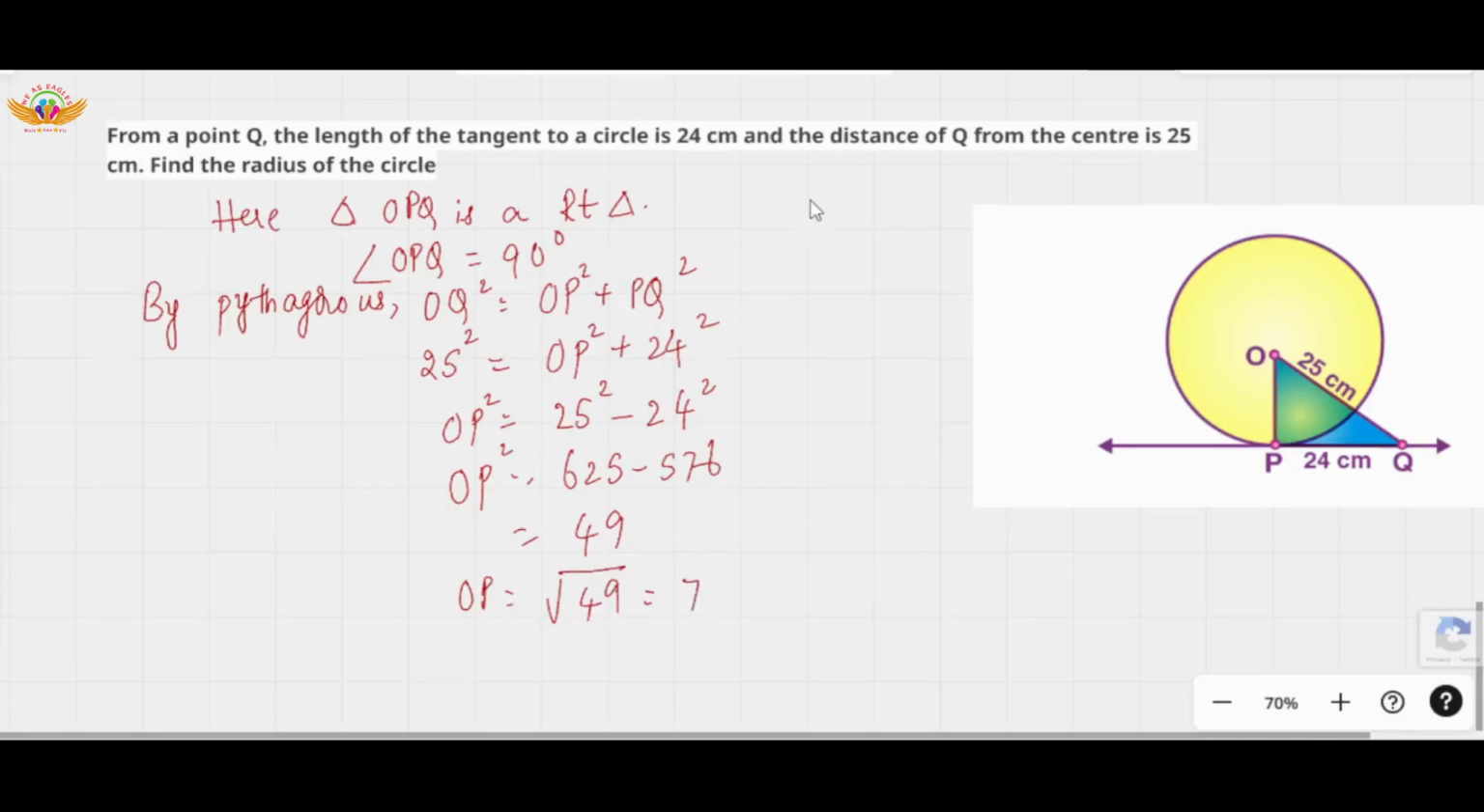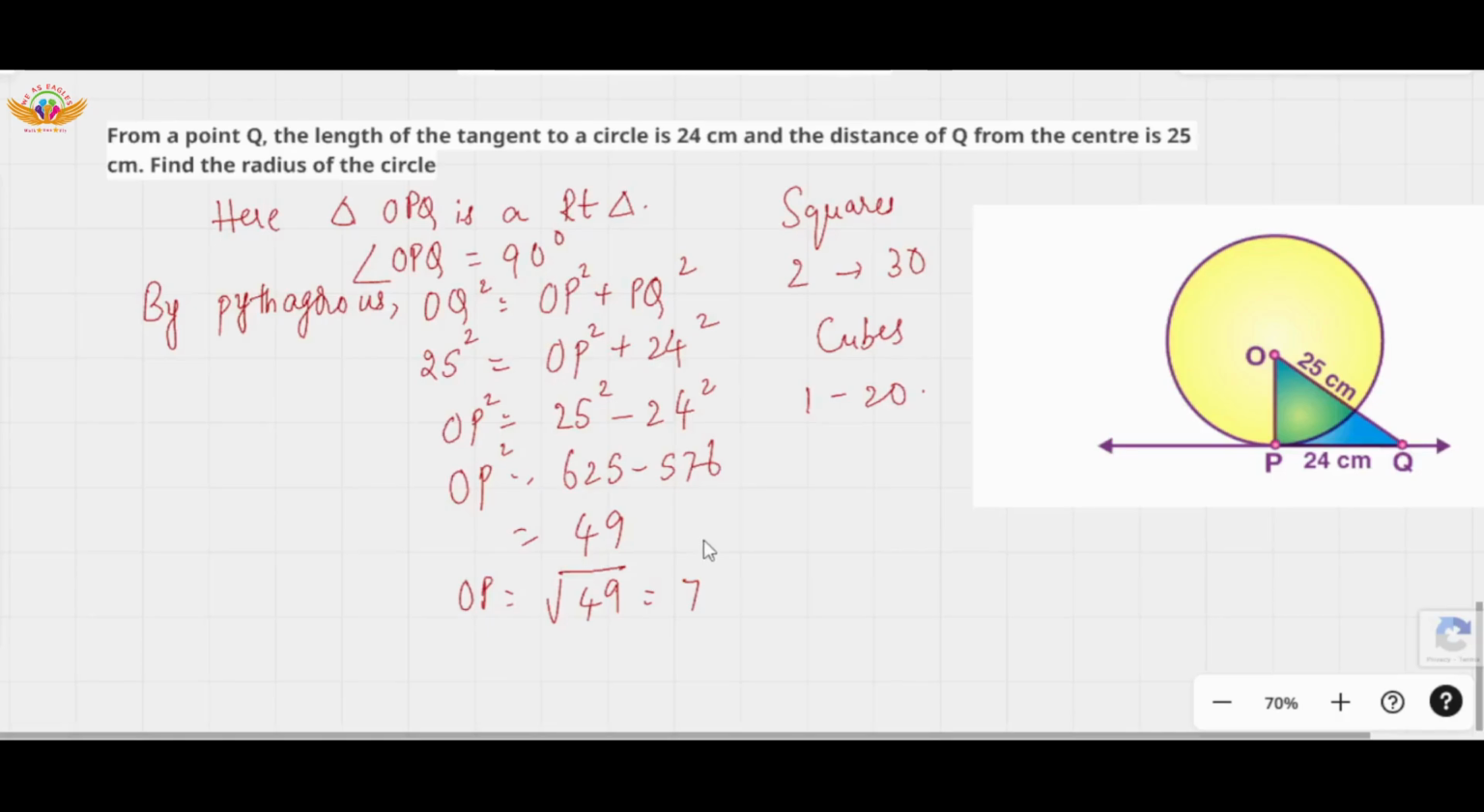So please be thoroughly prepared with your squares, from 2 to 30 squares. It's very important, you have to know, and also learn cubes from 1 to 20. It's very important for all your chapters because you can easily write the answers without thinking and wasting your time.